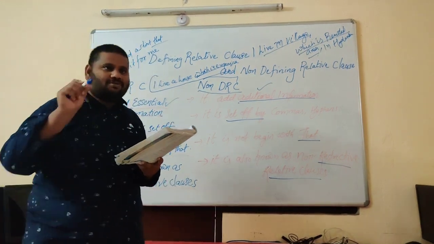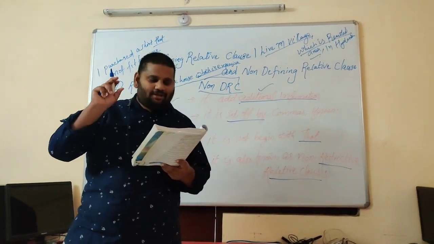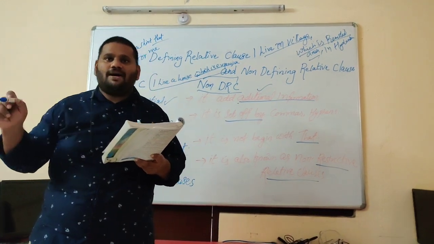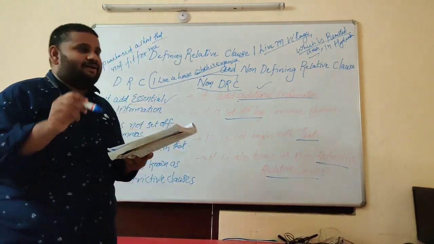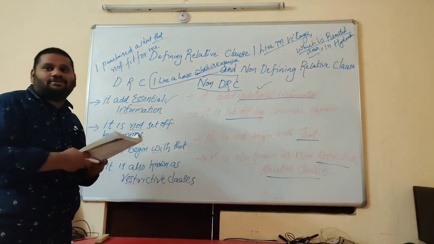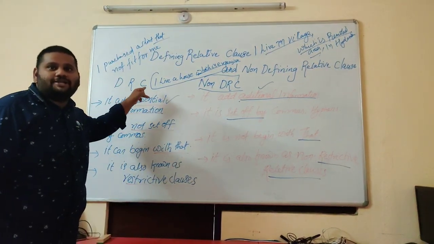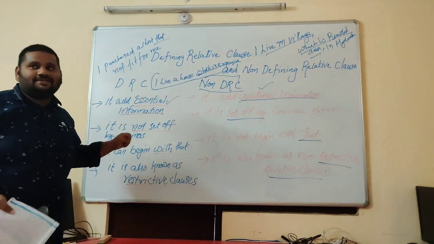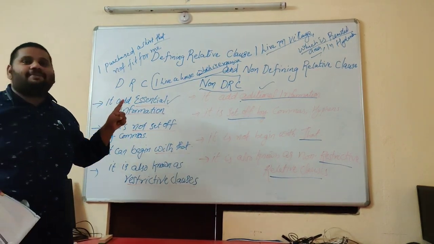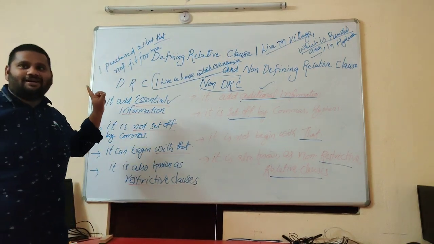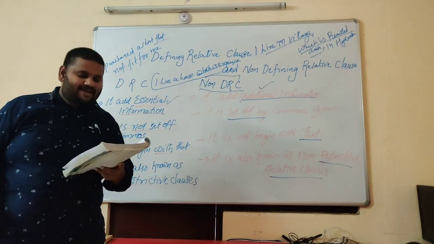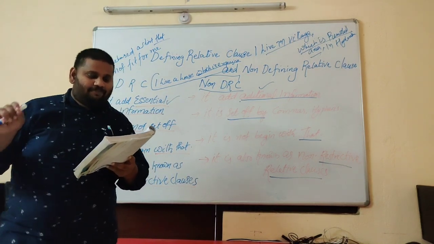So students, if you see that sentence, there are no commas or hyphens. So what does it belong to? Defining relative clause. There are no commas or hyphens in that sentence, so it can be said that it belongs to a defining relative clause. The next examples are from page number 4.